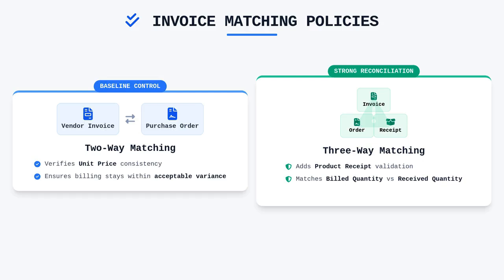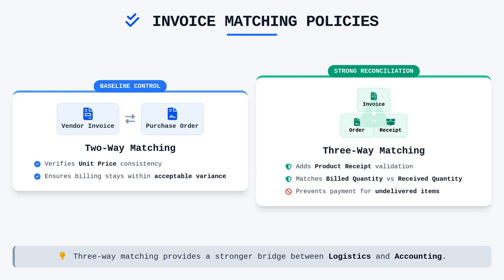Under this policy, the system validates that the quantity billed on the vendor invoice matches the quantity physically received at our warehouse or facility. This prevents the common scenario where an organization might be billed for items that were never delivered, thereby providing a stronger reconciliation between logistics and accounting operations.